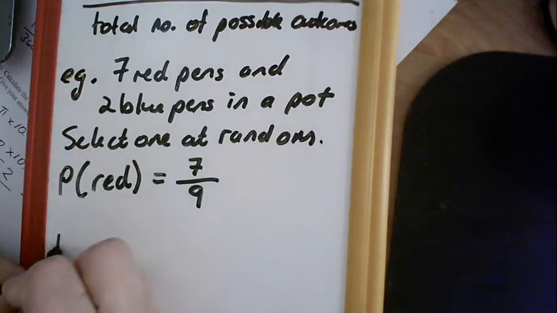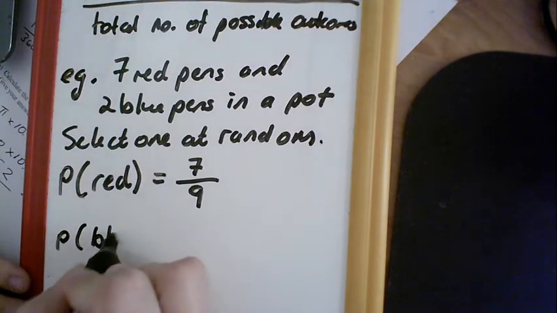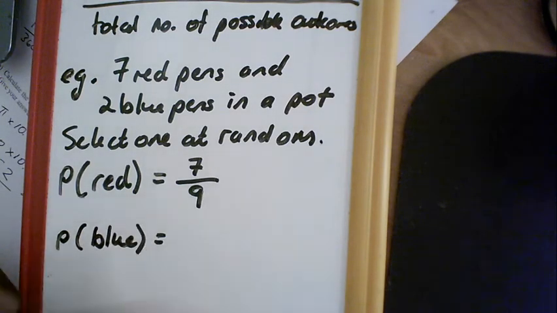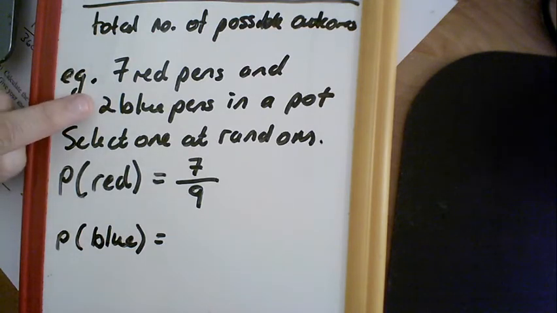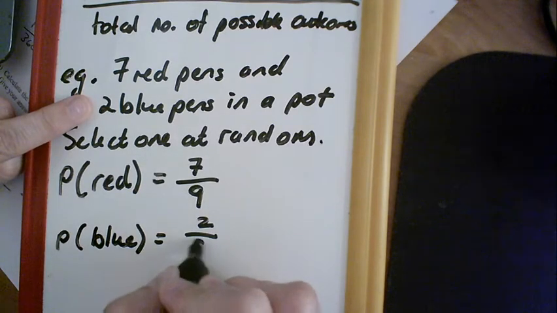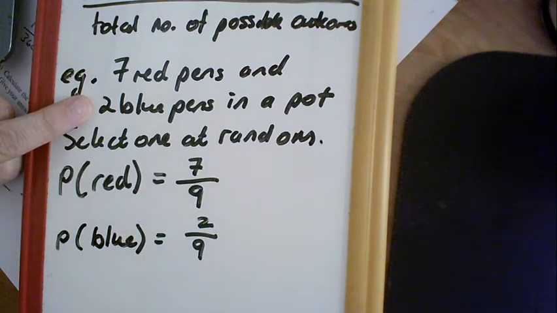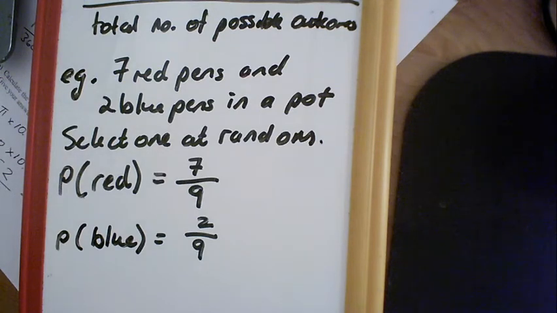What would the probability of selecting a blue pen be then? Well, same situation. How many pens are blue? 2. How many total possible pens are there? Well, we already established there were 9. So the probability of red is 7 over 9. The probability of blue is 2 over 9.